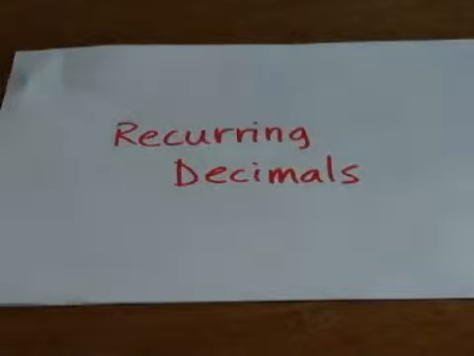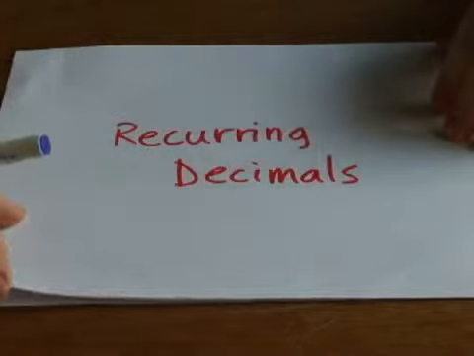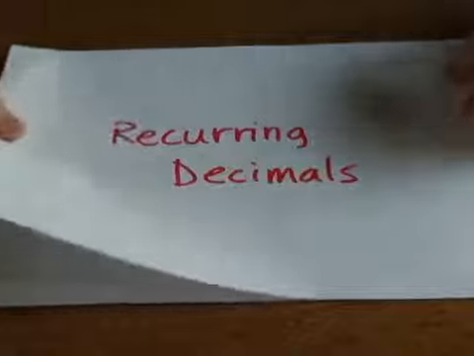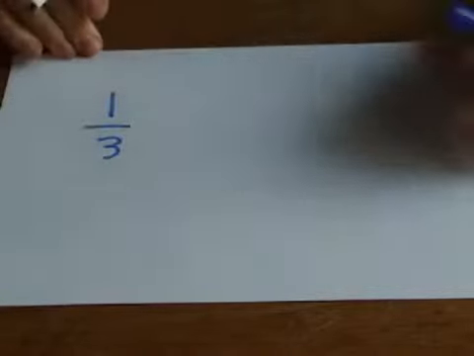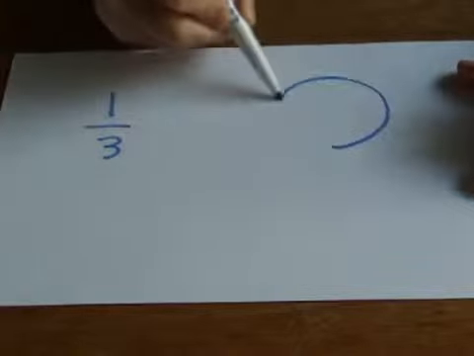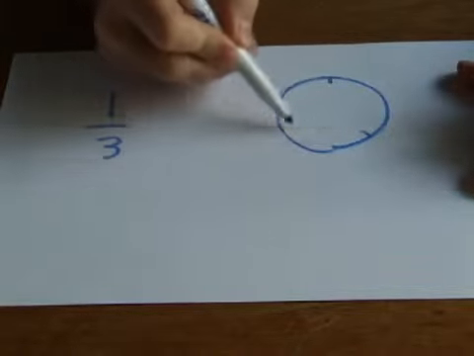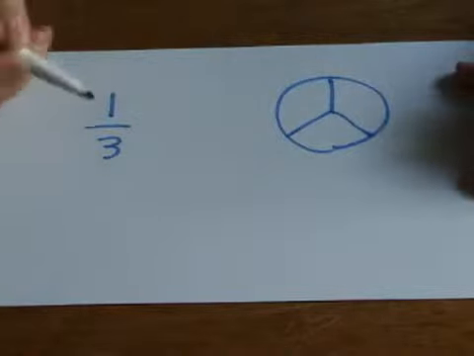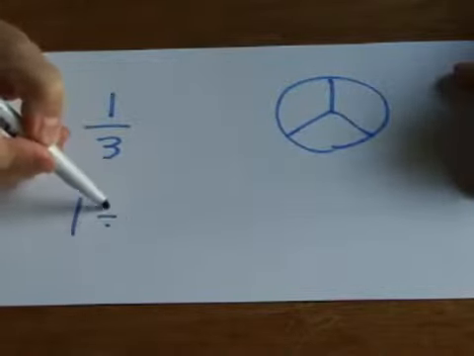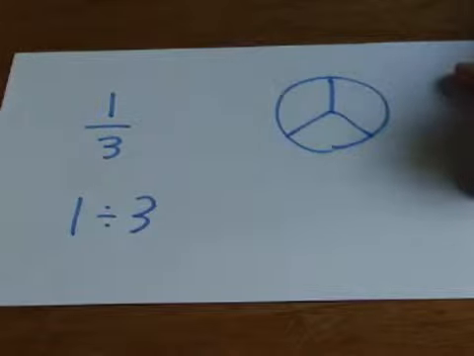In this clip I want to look at recurring decimals. Let's take the fraction 1/3. What that means is it's a whole one split into three equal parts. So I can write that as a whole one split into 3, or 1 divided by 3.